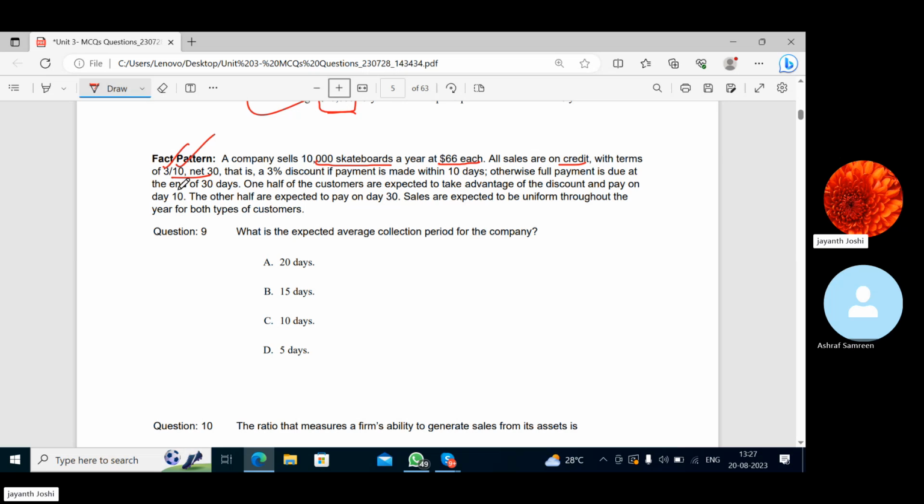If they make the payment in 10 days, they'll get 3% additional discount. Otherwise, full payment is due at the end of 30 days. One half of the customers are expected to take advantage of the discount and pay on that date. So half the people will do that. The other half are expected to pay on 30 days. Sales are expected to be uniform throughout the year for both types of customers. They're asking for the expected average collection period for the company. So half of the customers are going to make the payment in 10 days, right? And half will pay in 30 days.